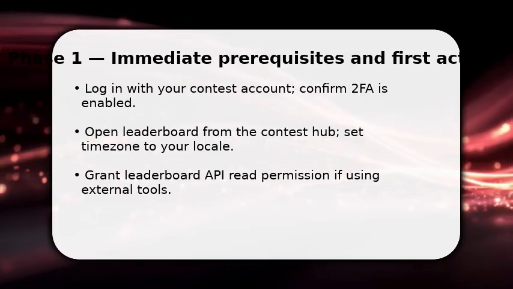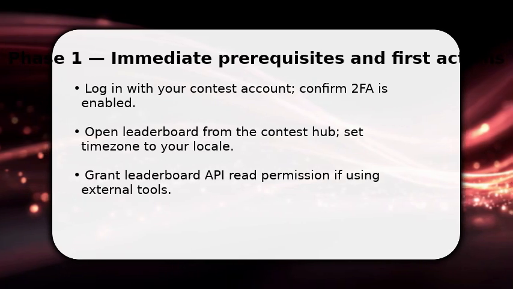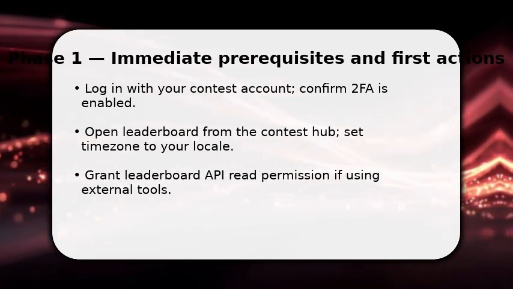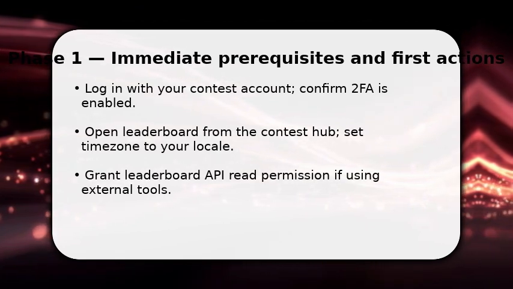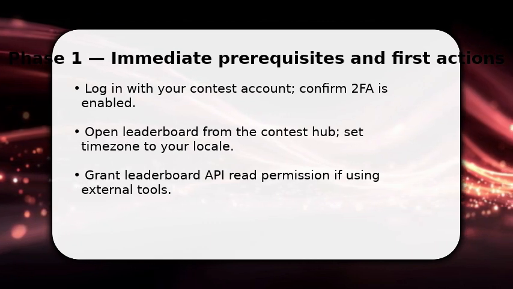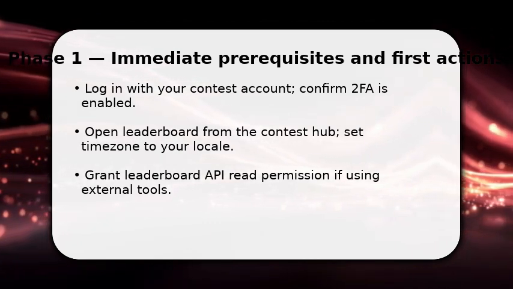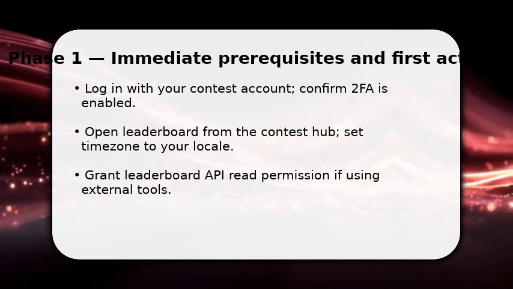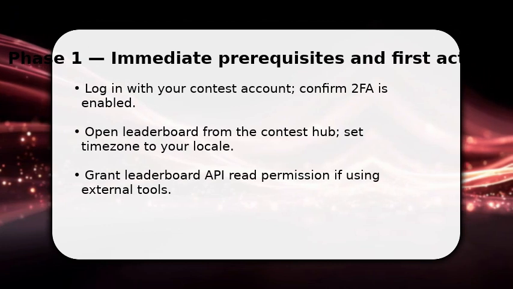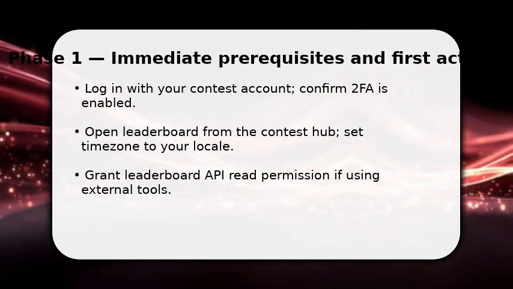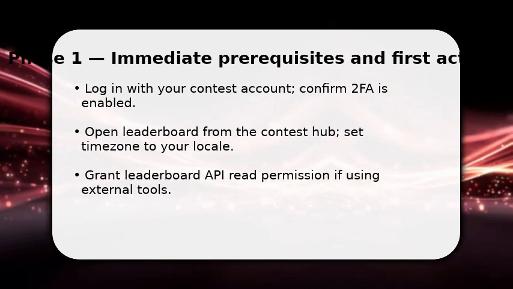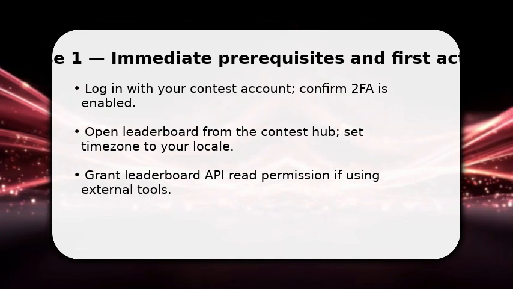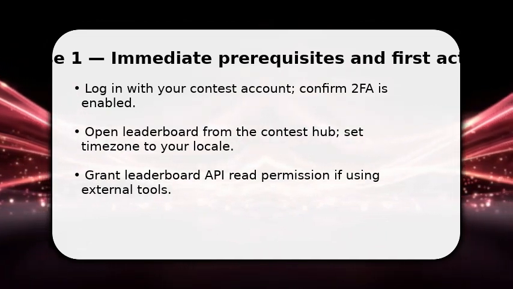You begin by signing into the Only Way contest portal, then enable two-factor authentication. This secures your entries. Once logged in, navigate directly to the Algicosathlon Leaderboard and set the displayed time zone to your local zone, so times and windows align. Make sure to grant API read permission if you plan to automate checks or sync standings, because without it, automated tools can't pull live ranks. Once these prerequisites are done, you're ready to retrieve real data and take the first actionable steps.